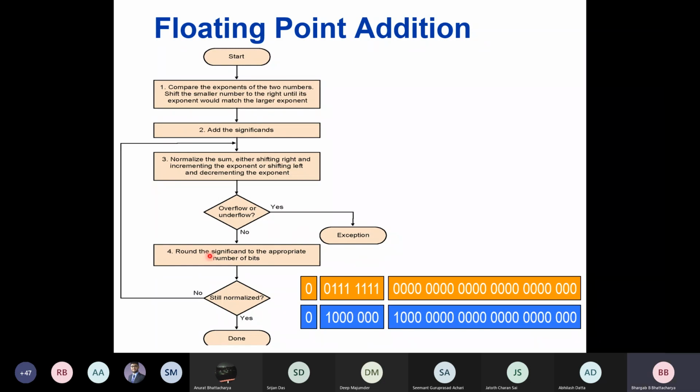If not, then you round the significand to the appropriate number of bits, meaning that if you have 23 bits here, you have to round to 23 bits. And rounding may have a rippling effect. The normalization may get disturbed. So if it is normalized, you are done. Otherwise, you normalize the sum again, shifting the exponent value towards the right or left and checking for underflow and overflow again, and so on. Keep on looping this for some time and then it stabilizes.